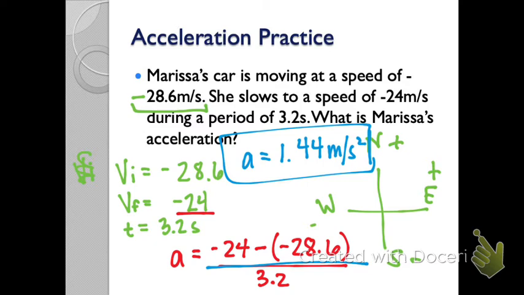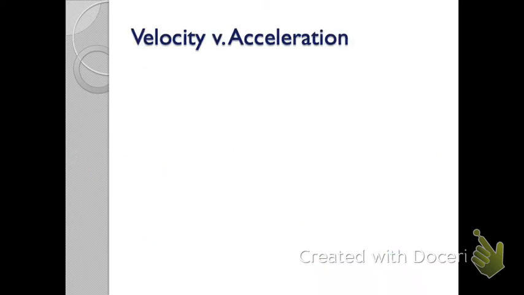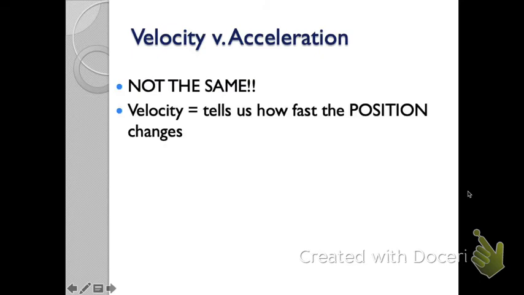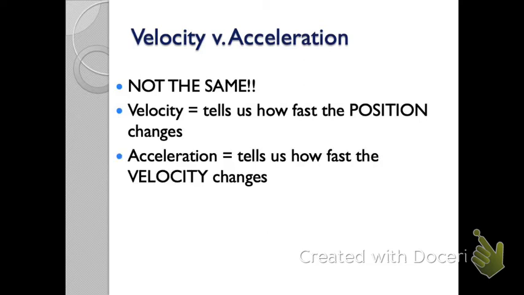You feel good? Okay. We need to remember a couple things about velocity and acceleration. They are not the same thing. Velocity and acceleration do not mean the same thing. Velocity is telling us how fast our position is changing, the rate at which our position is changing, and acceleration tells us the rate at which our velocity is changing. So if our acceleration is 2 meters per second squared, that means every second that goes by, our velocity gets faster by 2 meters per second.